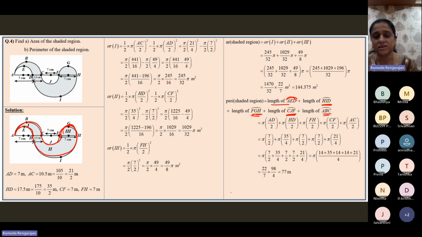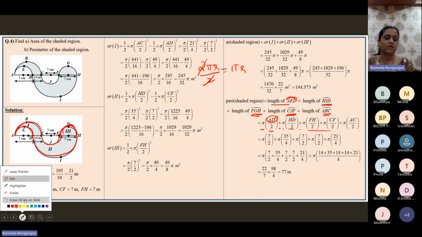All these arcs are semicircles. The length of a circle is 2 pi r, so for a semicircle it is 2 pi r by 2, which is pi r. So everywhere you will see pi into r plus pi into r plus pi into r, and for r, I've substituted diameter by 2 everywhere. Yeah, please work.